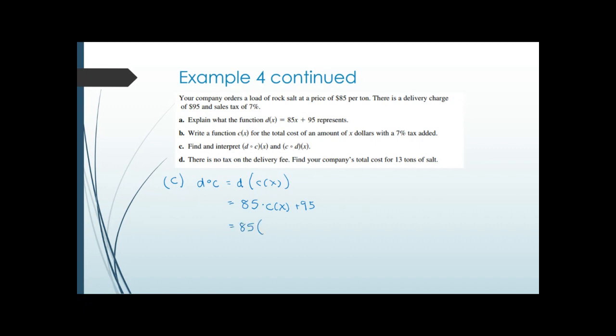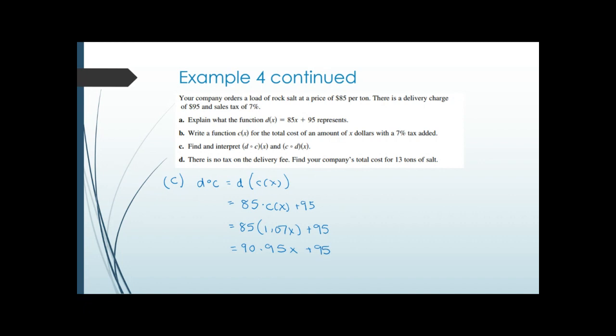Now c of x is 1.07x, and then we have our plus 95. And so now I need to multiply my 85 times 1.07. So I'm grabbing a calculator. And that gives us 90.95x plus 95.